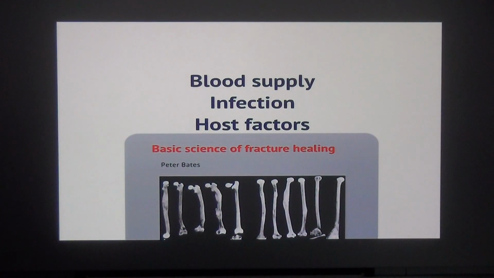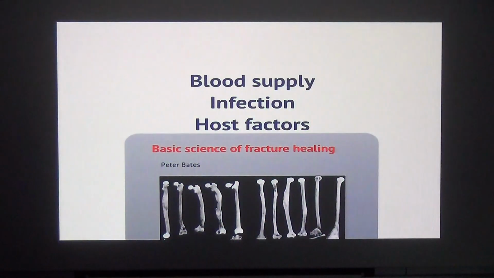Bone healing, in essence: whenever you answer a question on bone healing, you are talking about blood supply, you're talking about infection, and you're talking about host factors. Those are important things not to forget, because those are critical elements of bone.